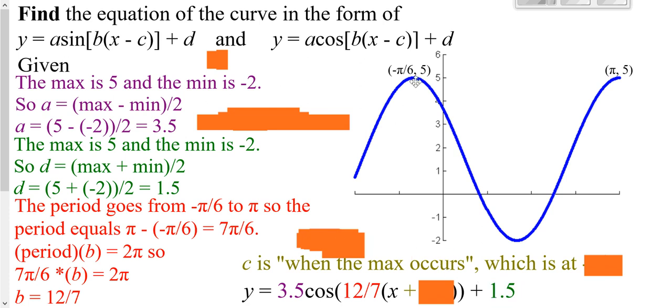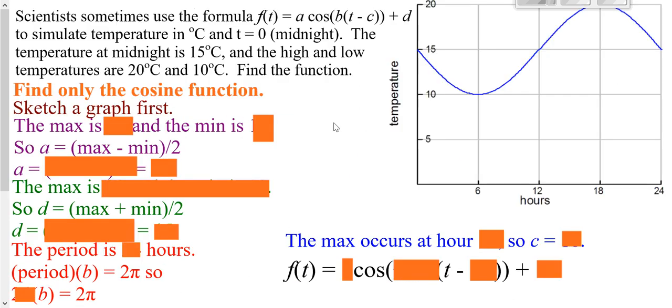C is when the maximum occurs. The maximum occurs at -pi/6. So we're going to put x minus -pi/6. Now you'll notice we have more than one max, so C could have been over here at pi also. So for another equation, you could have had your A, your B, and your D being the same, and then you could have had an x minus pi. So go ahead and find your cosine function.